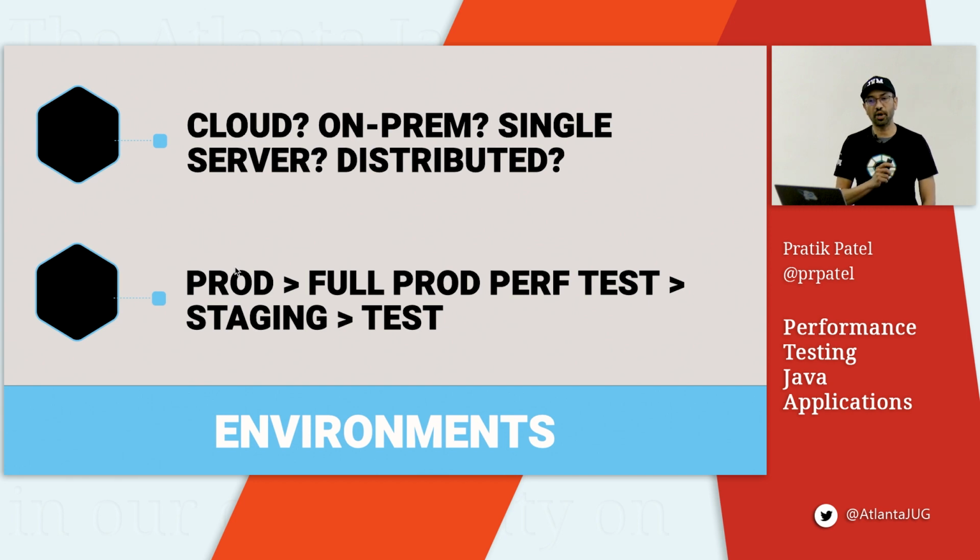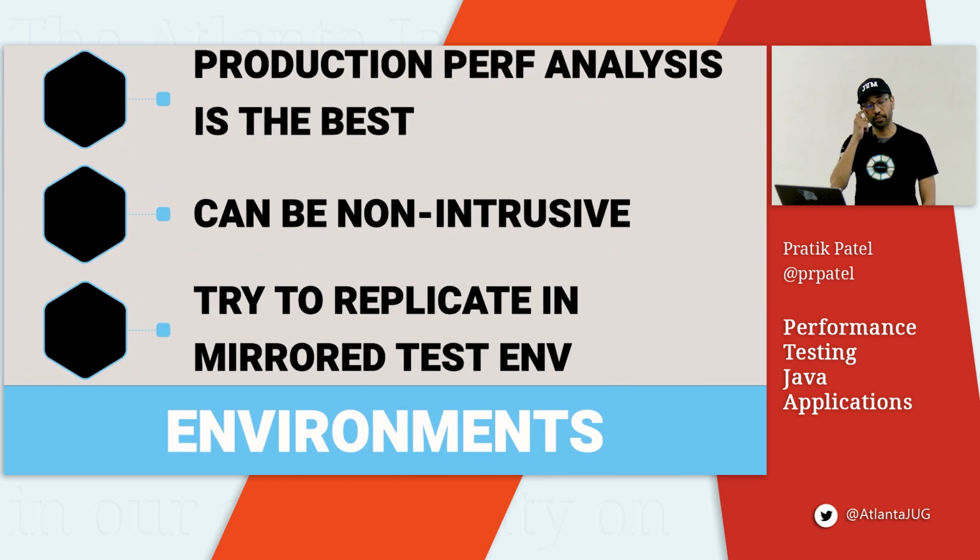Okay? So, again, production, full prod test, staging, etc. Best place to test is on prod. I'll show you some tools where you can actually test on prod. All right, so when we talk about environments, production performance analysis is always the best. We try to replicate things in a mirror test environment, which is possible. You can try to do it at a fraction of what you have in production, but that may not necessarily tease out all the problems.